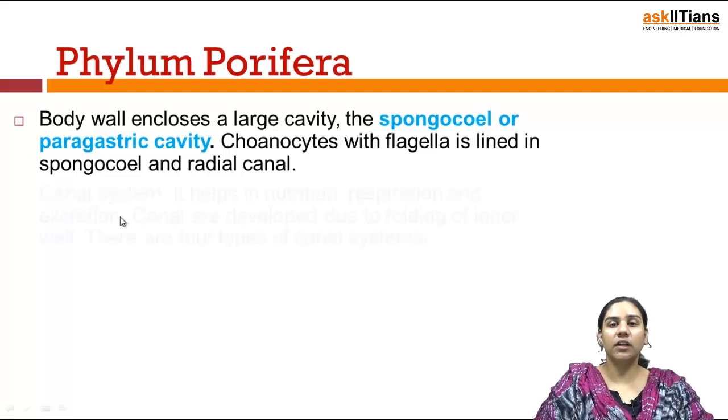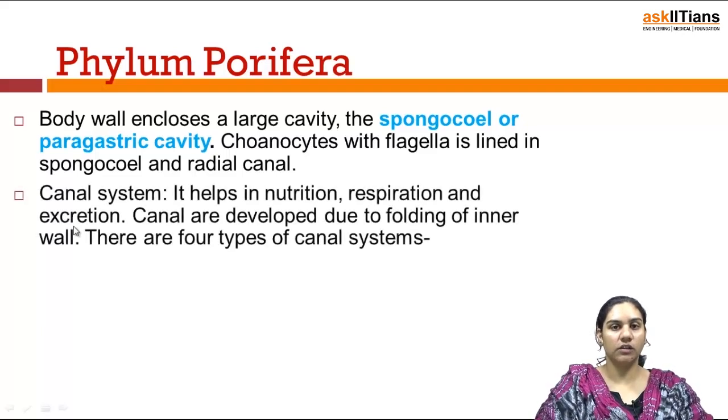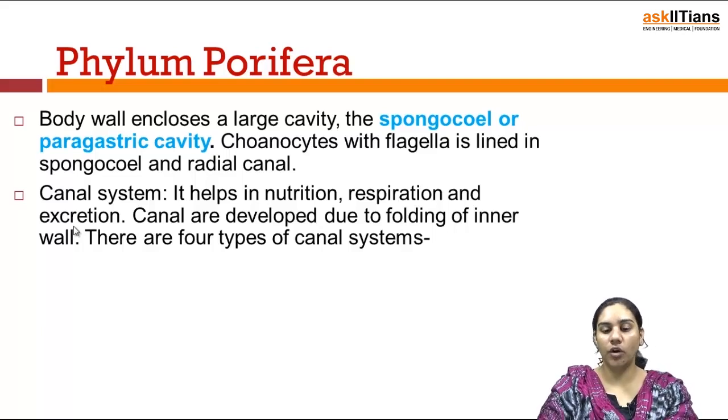The most important characteristic feature of sponges, on the basis of which these sponges are divided into different groups, is the canal system. The canal system helps in nutrition, respiration and excretion, and canals are developed due to the infolding of the inner wall. So there are basically 4 types of canal system.